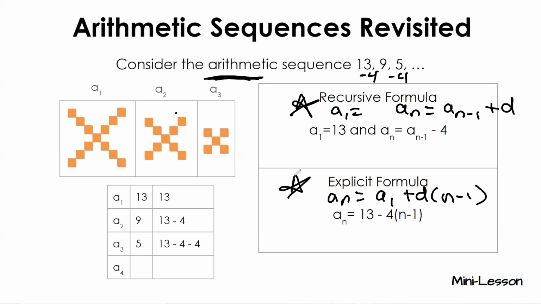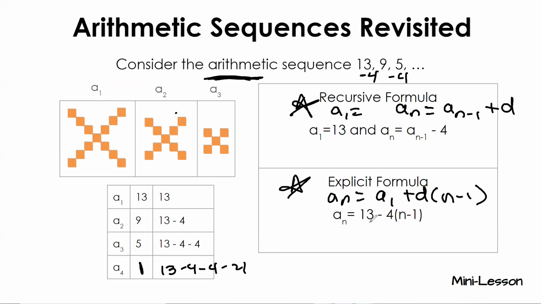Okay, so how do we figure out what a sub 4 is? You told me we're going down by 4, right? So what's 5 minus 4? 1. So we're going to take 13 and subtract 4 3 times. Everybody see it?